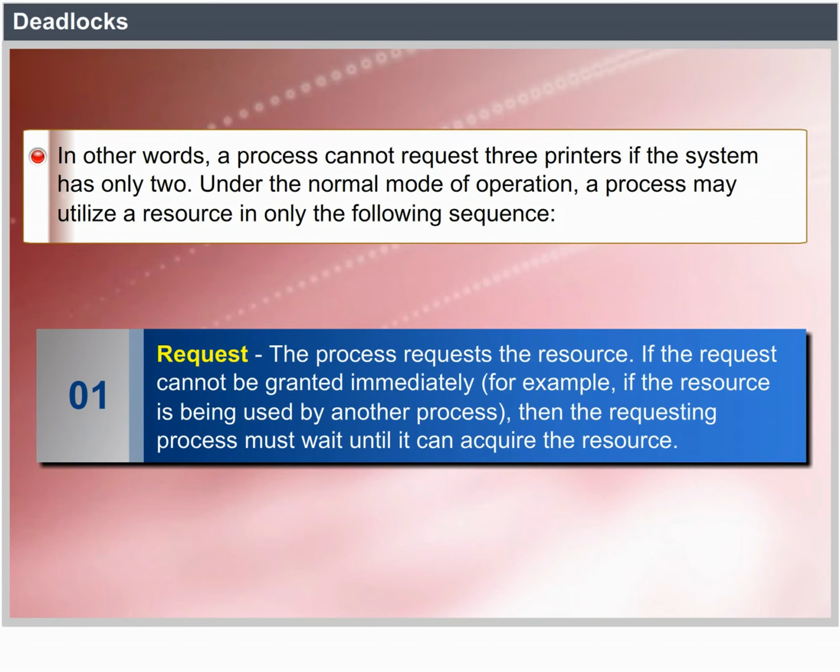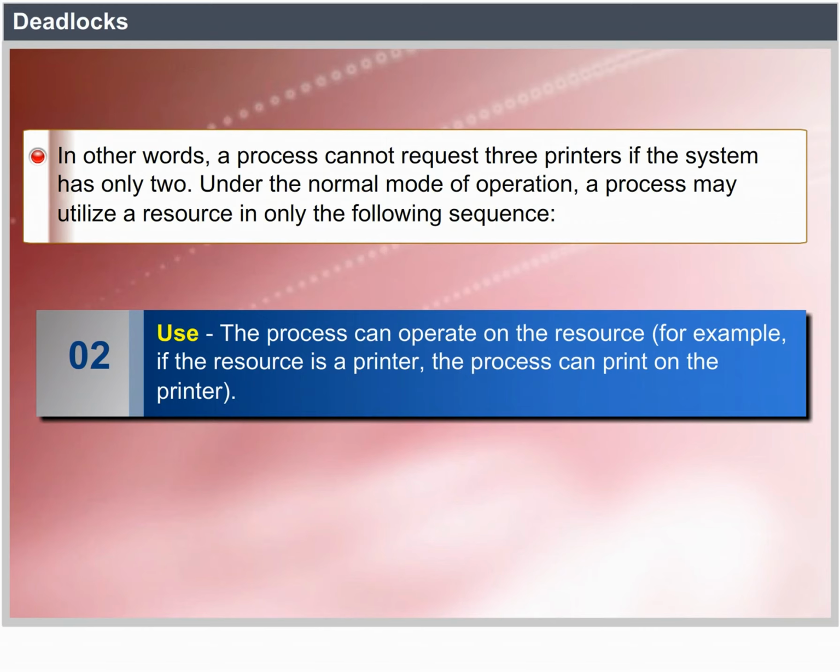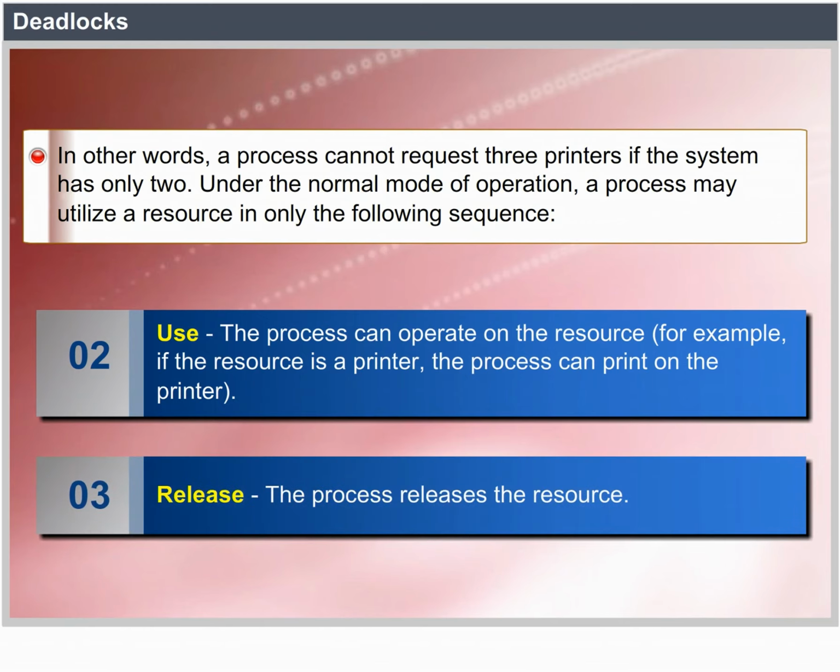Use. The process can operate on the resource. For example, if the resource is a printer, the process can print on the printer. Release. The process releases the resource. The request and release of resources may be system calls.